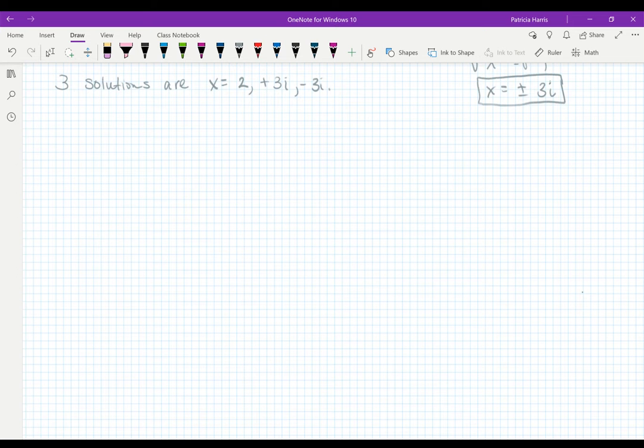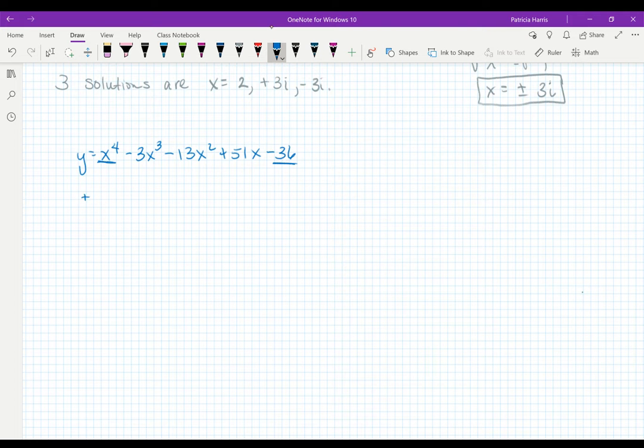Okay, so now we're going to solve a quartic. Quartic means the highest exponent is 4, so we should expect 4 solutions. So we're going to start out with y equals x to the 4th minus 3x cubed minus 13x squared plus 51x minus 36. Again, using the rational root theorem, we know that my possible rational roots are made from the constant term's factors and the lead coefficient term's factors.